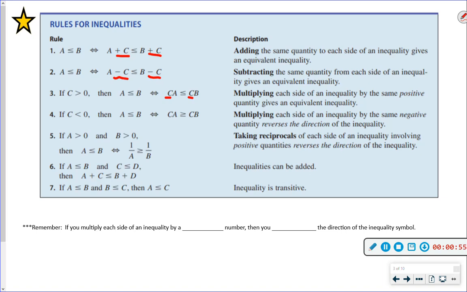The only thing you really have to be careful about is this little bottom with the triple asterisk, little note to remind you of this, because who knows from Algebra 1 if you remember all this good stuff. If you multiply each side of an inequality by a negative number, then you reverse the direction of the inequality symbol. So if you multiply both sides by a negative, you reverse the symbol. So if it was less than, you make it greater than, or vice versa.